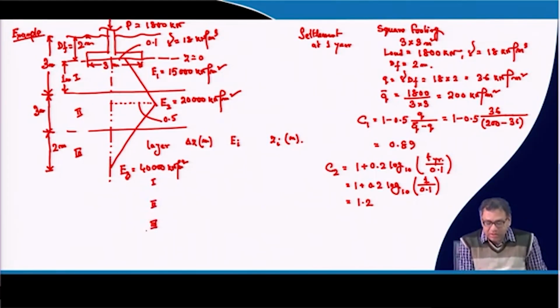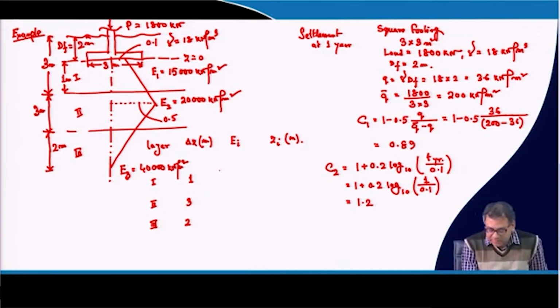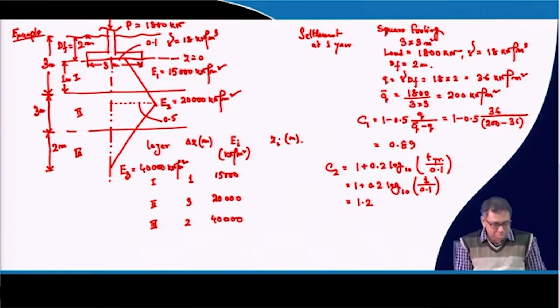Okay. So, layer 1, what is the thickness of the layer from the base of the foundation? First layer thickness is 1 meter, because that is from the base of the foundation. Second layer thickness is 3 meter, and third layer thickness up to the influence zone, that is Z2 equal to 4b, is 2 meter. Now, Ei value for the first layer is 15,000 kilonewton per meter square. So, this is 20,000 and this is 40,000.